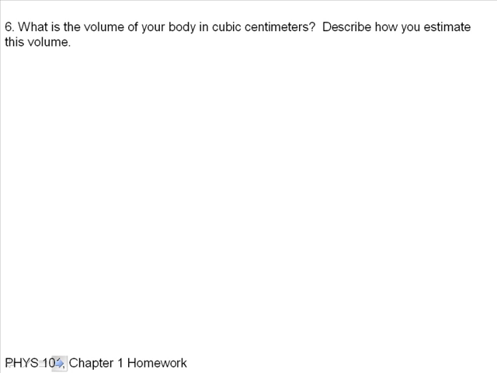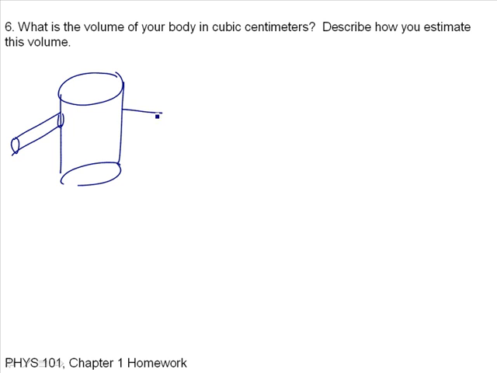So you should have a rough idea of what is a centimeter, what is a meter, what is a kilogram, and be able to estimate the area, volume, what have you, of various things for the exam. What is the volume of your body in cubic centimeters? Alright? Describe how you estimate this volume. There are a couple different ways. You can treat your body, kind of look sort of like the Tin Man, as cylinders.